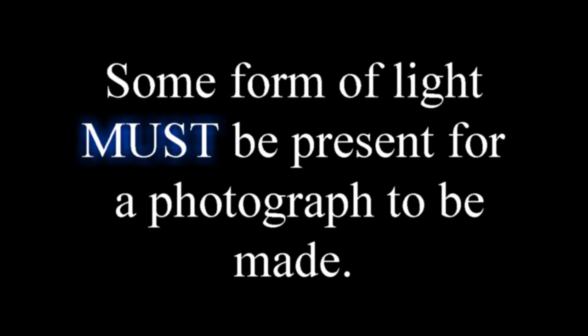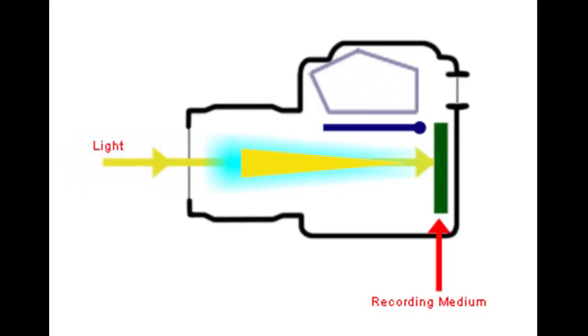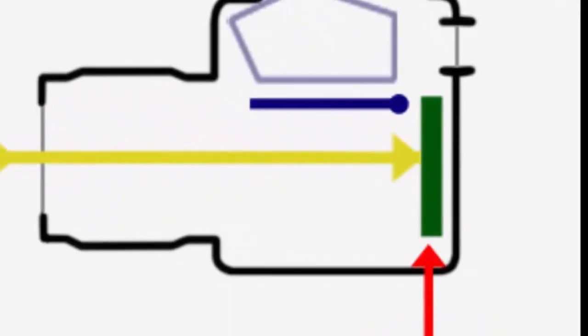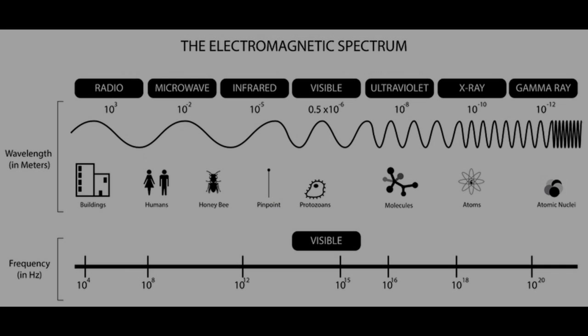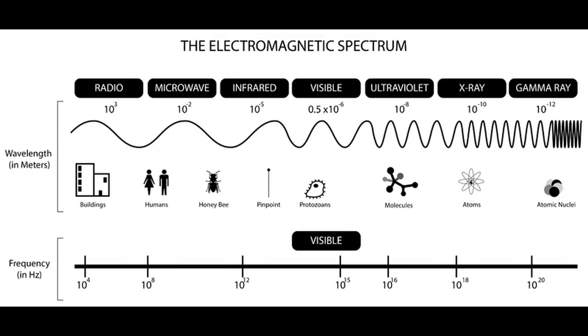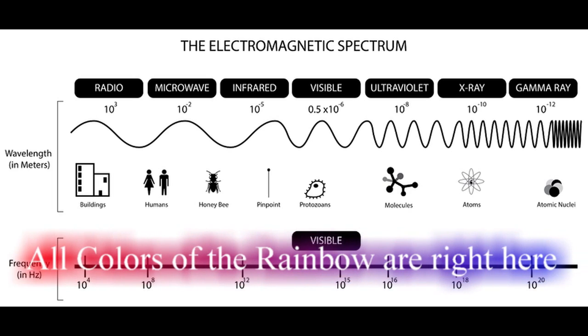better understand this concept. Some form of light must be present for a photo to be made, and that's just what this lesson is about. The light then passes through some sort of a lens, and then the light is captured by some sort of a recording media. What we call light is just the visible part of the electromagnetic spectrum.